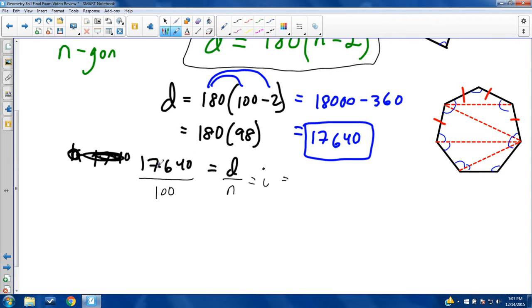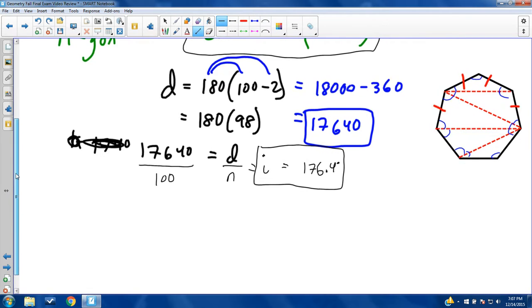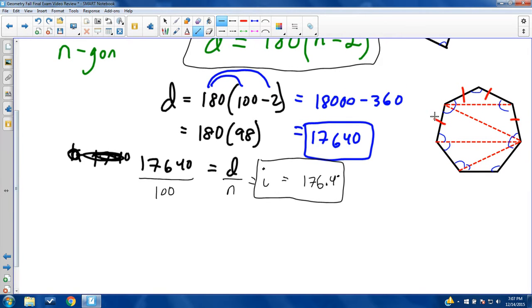Please don't pull out your calculator for this one. Move that decimal 2 places over. You'll get 176.4 degrees for each interior angle. Now, I want you to think about that for a second, because 176 is really close to 180, which means each angle is really close to making a straight line, which is why it would be very tough for you to look at this thing not as a circle, right? It would look really close to a circle. 176.4 probably looks like that. Your angles will barely be noticed.